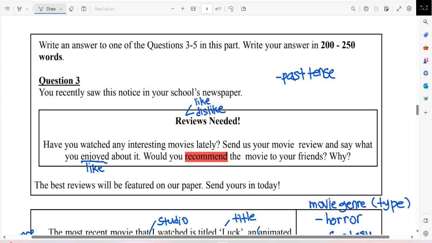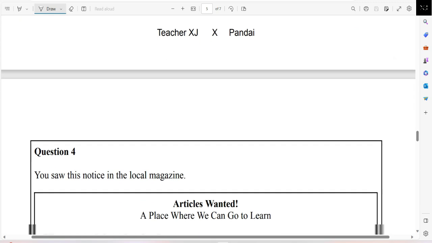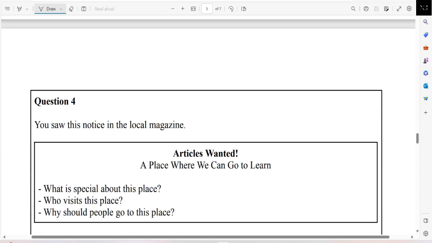So we have come to the end of our review revision. Please wait for me to upload the next essay. In the next essay, we are going to be looking at articles, which is this one, a place where we can go and learn. Just a little short preview of what we are going to be doing next.